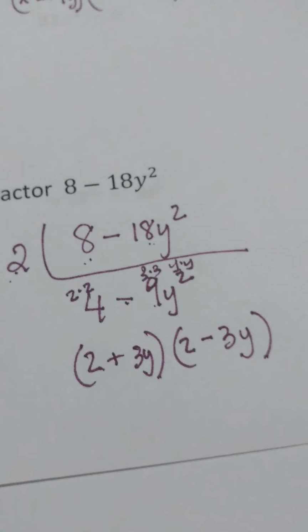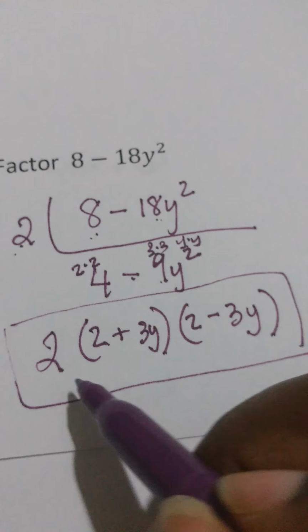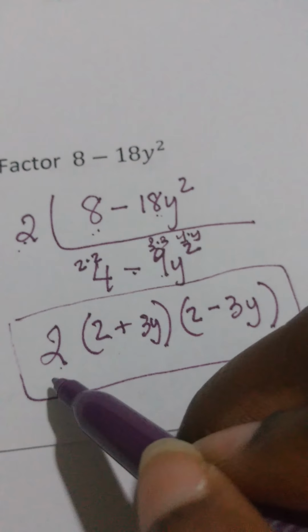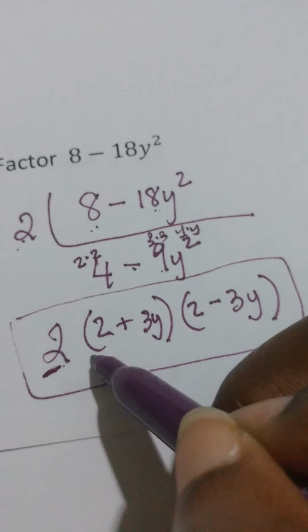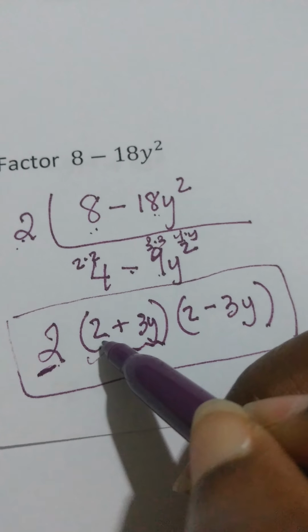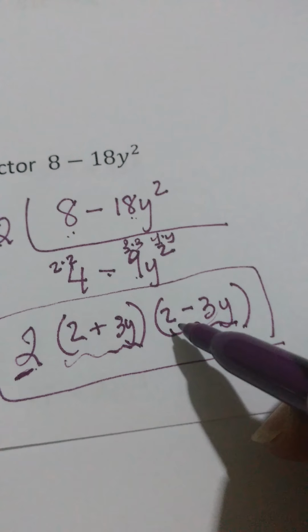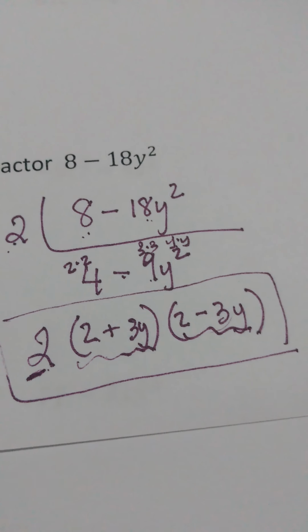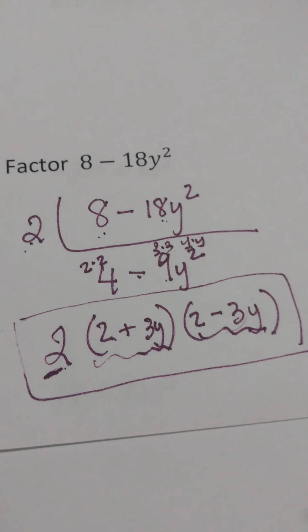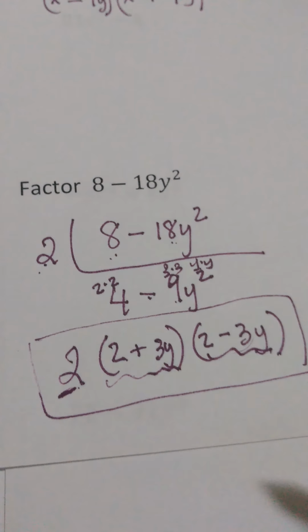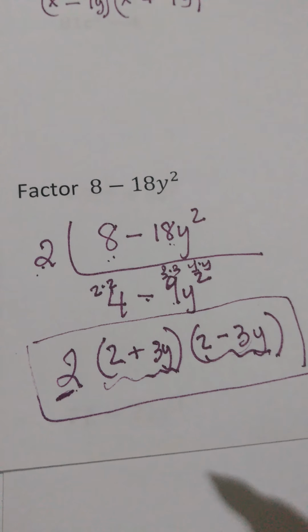Now, how many factors do I have? Well, there are 3 of them. 2 is a factor. Everything inside here is a factor, 2 plus 3y, and everything inside here is a factor, 2 minus 3y. So I have 3 factors here. All right, go ahead and practice on the other side. Try the you-dos.